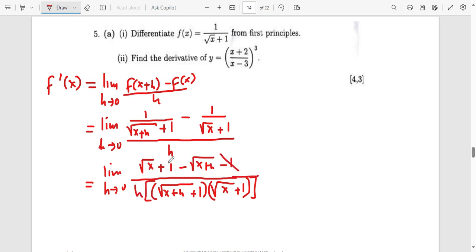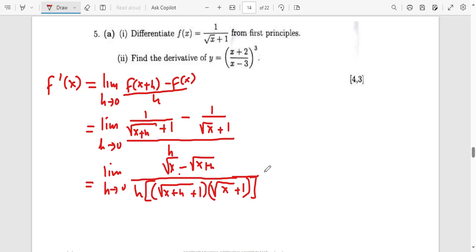This number can cancel with this number here. Okay, they've cancelled. So what will remain? Instead of me rewriting again, let me just remove this. Remember I've got square root of x here, so I can write here square root of x. At this point, you want to make sure that you substitute where there is h with 0. But if you substitute where there is h with 0, there's going to be 0 in the denominator, and you don't want a denominator with a 0.